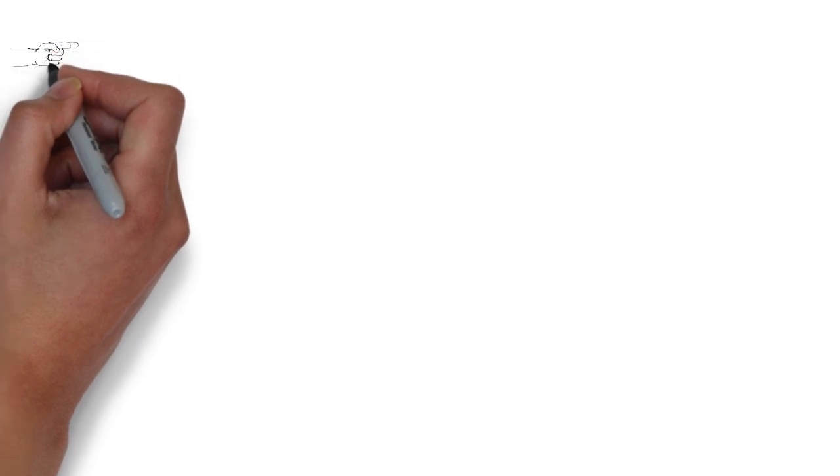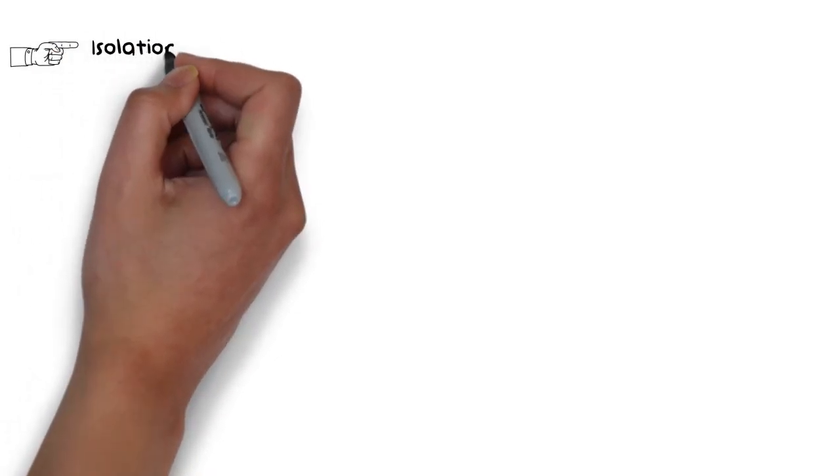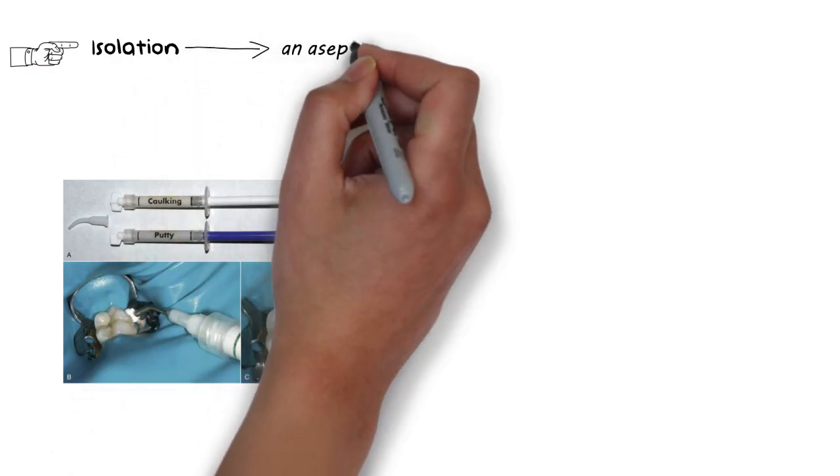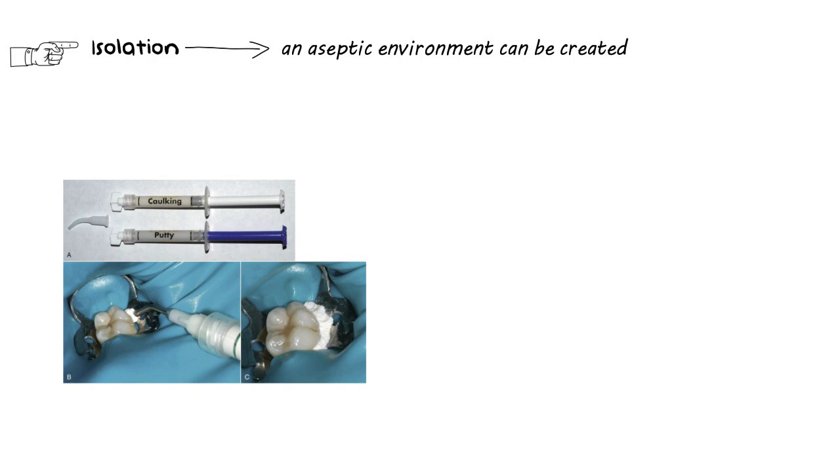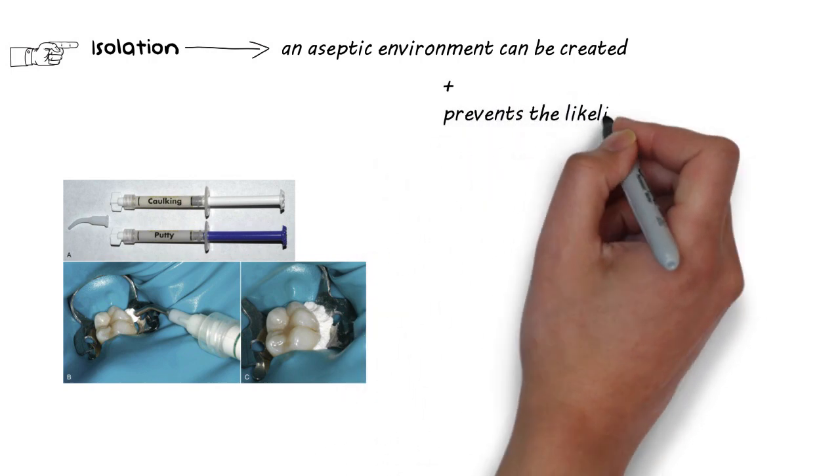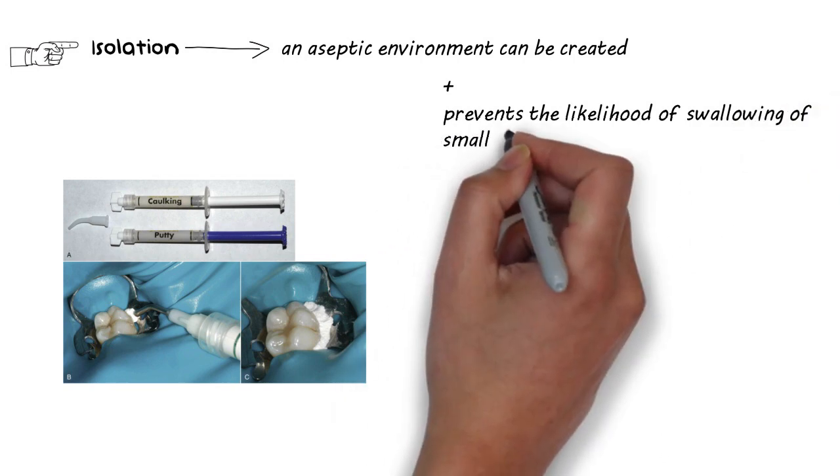Isolation for any kind of tooth structure removal is very important, especially when it comes to endodontic procedures. Through isolation, an aseptic environment can be created, which can help to decrease the chances of failure of the treatment and also prevent the likelihood of swallowing any of the files or small dental instrument by the patient.